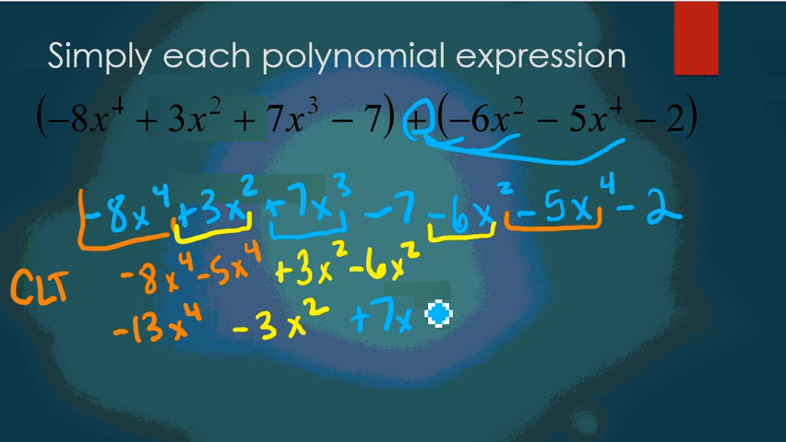All right, and now we're going to look at our last number, which is negative 7, which pairs nicely with this negative 2. So that's like saying negative 7 minus 2, which gives me a nice negative 9.